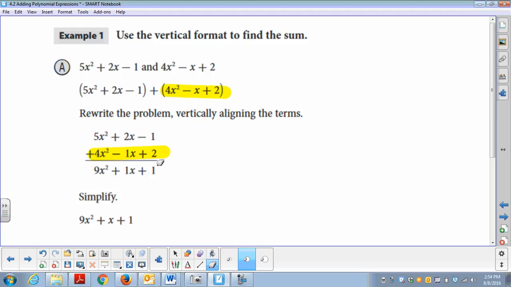Okay. Now we're going to combine these like terms. 5x squared plus 4x squared is 9x squared. 2 minus 1 is going to be 1. And negative 1 plus a positive 2 is going to be a positive 1. The next thing we do is we check to see if we can simplify it. It's already simplified. Well, we can just take the 1 off. And that's going to leave us with 9x squared plus x plus 1.